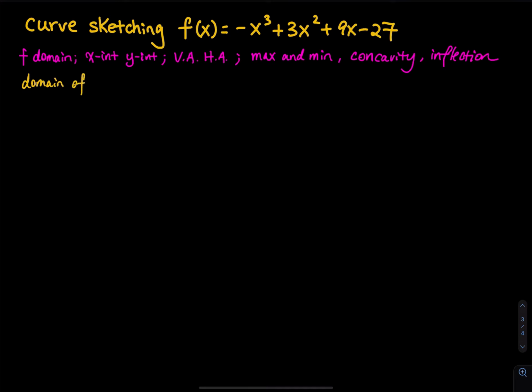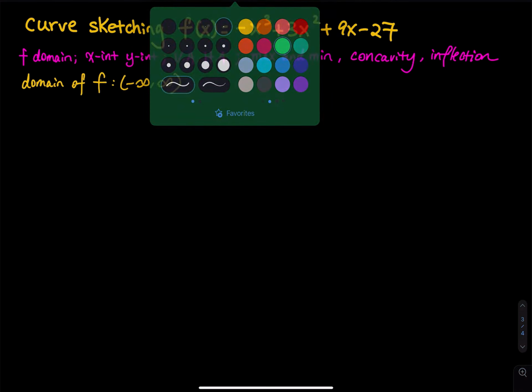of f, so what's the domain of a third degree or higher degree polynomial? That is all real numbers, right? So x can be any number you like. And then how about the x-intercept and the y-intercept? This is a lot of homework, so make sure you have enough space on your paper. So let me use different colors to divide this up.